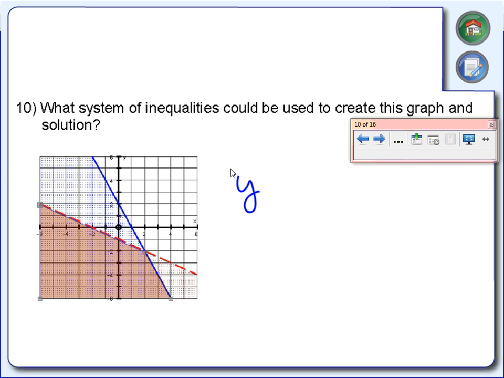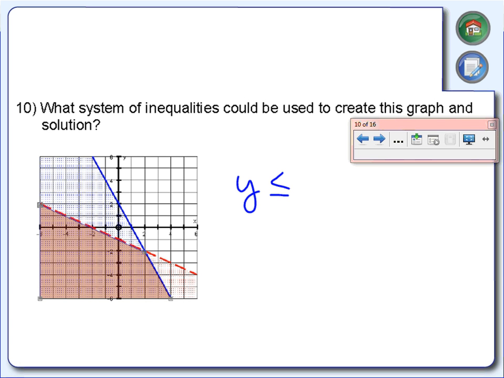First thing I got to do is decide what kind of inequality symbol I need. Do I need a less than or a greater than? Well, look at the shading of that line. Notice it's shaded to the bottom. Because it's shaded to the bottom, I should use less than. Next I look to see if I need an equal sign. Yes, because it's a solid line. So I have y is less than or equal to something.